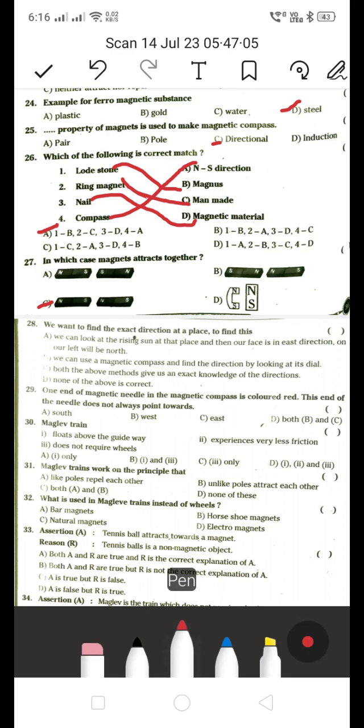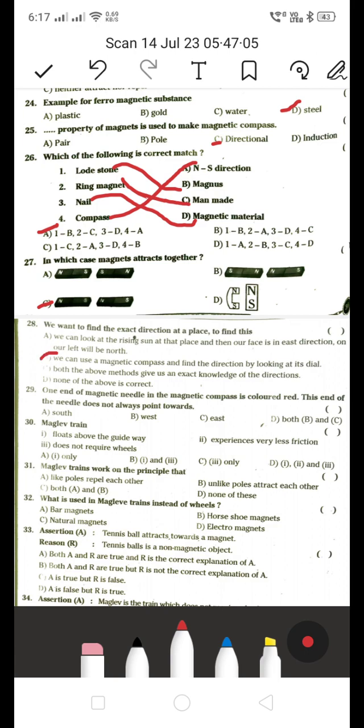The answer is, if we want to find the exact direction, we can use a magnetic compass. We use a magnetic compass for direction, like in aeroplanes and ships; sailors use this magnetic compass. So B will be the right answer.